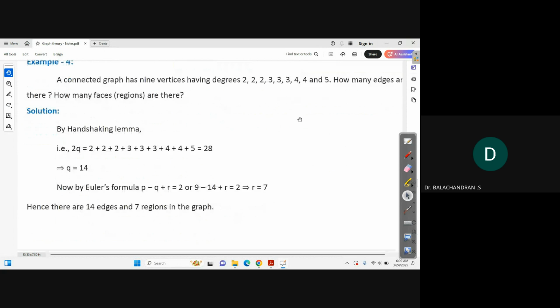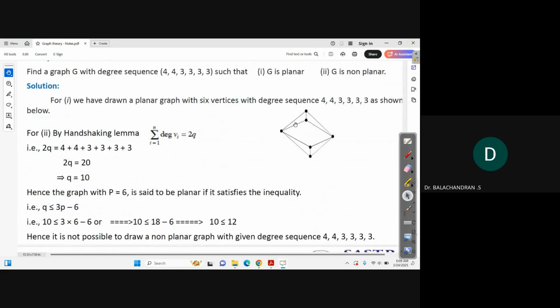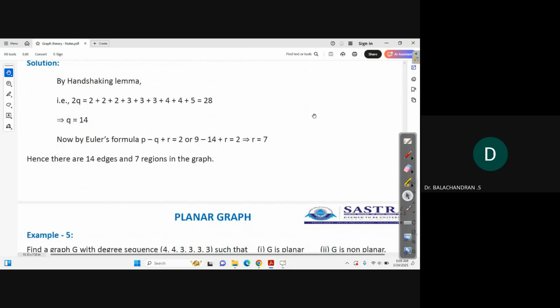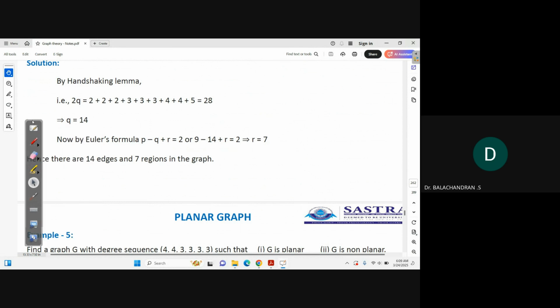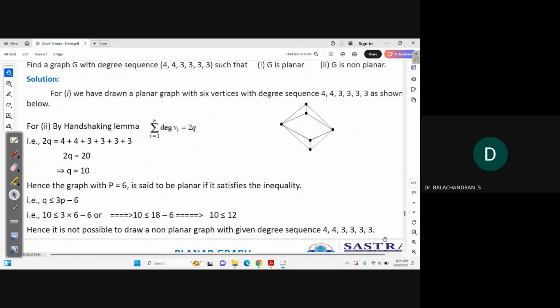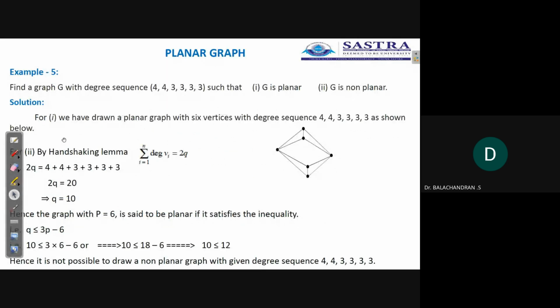Next, fifth problem. Maybe I will explain using PPT. I don't need the fifth problem. I think the fourth I finished. Fifth one, yes. Okay.